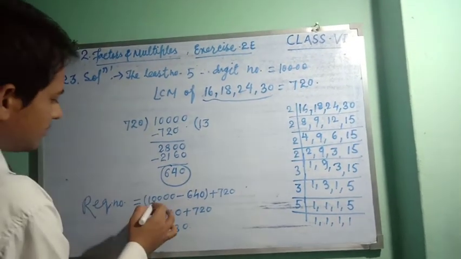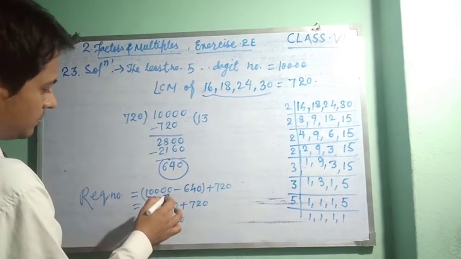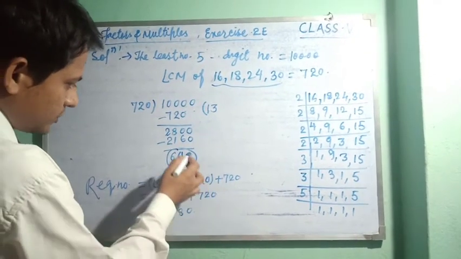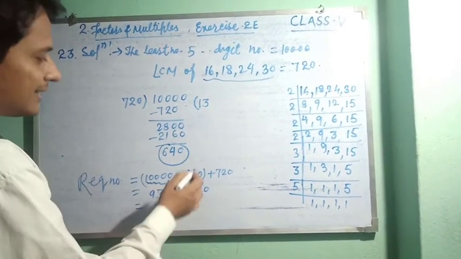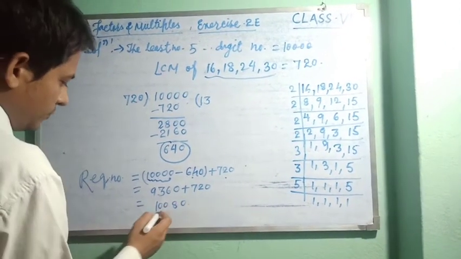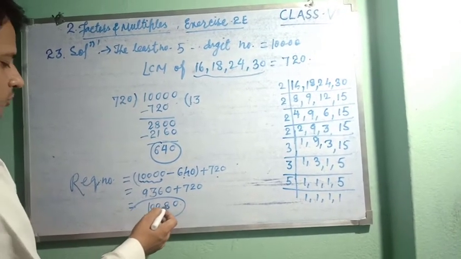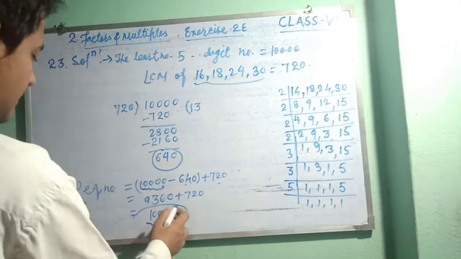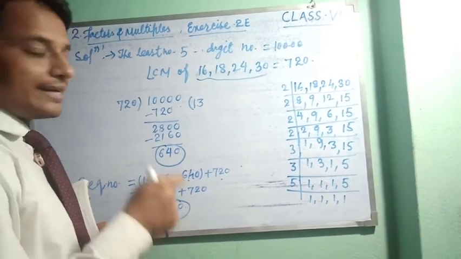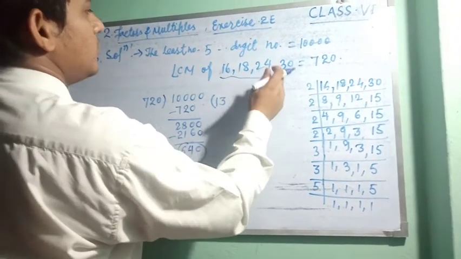Now write the smallest 5 digit number, and subtract 640 because that is the remainder. We have to subtract the remainder, then add the LCM. We get the required number, 10080. This is the smallest 5 digit number which is exactly divisible by 16, 18, 24 and 30.